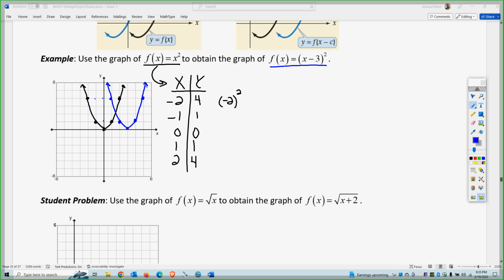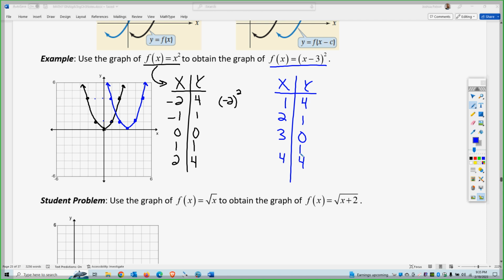That's to the right. If you make a table of values, what you'll notice is none of the y's actually changed. I'm still at 4, 1, 0, 1, and 4. What did change is the x values. They went over. So if I add 3 to each of these, what I'm going to get is 1, 2, 3, 4, essentially. Oh, I missed one. Put the 1 in there.